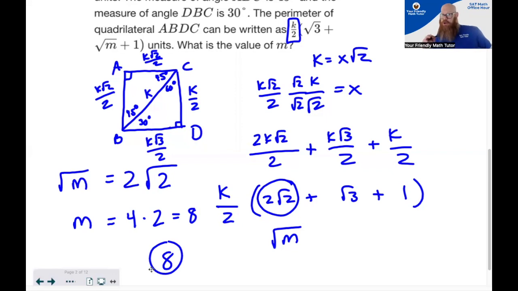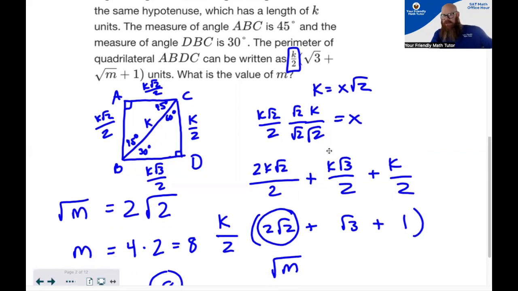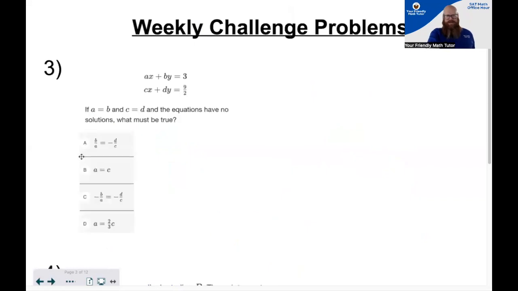This is a super challenging problem, by the way. But we have to know our 30, 60, 90s, our 45, 45, 90s. And then we're trying to just match it up with what this looks like, which is, again, how I knew to factor out the k over 2. I wouldn't normally have done that. But you've got to look at either the answer choices or stuff in the problem to guide you on how you make your decisions. All right, let's keep it going.